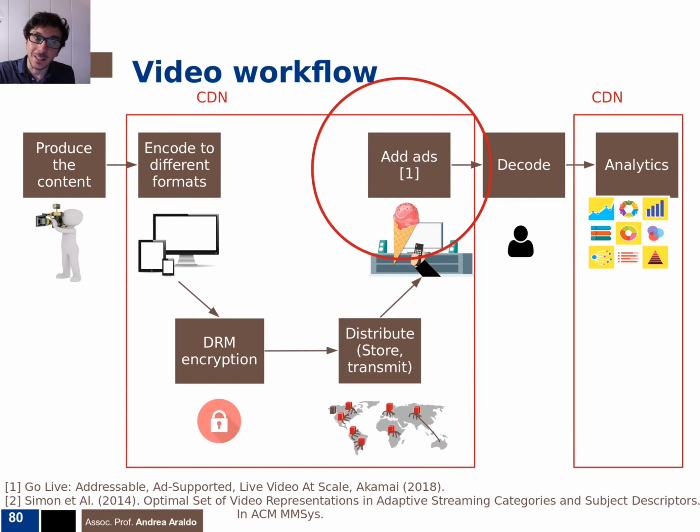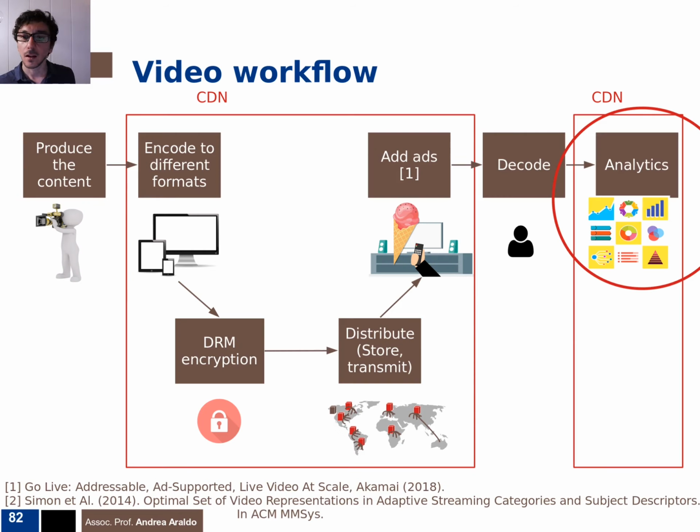Other operations that a CDN may do is to add advertisement to the content, in the form of overlays. Advertisements are not usually static, but they change. So if a certain user is consuming a video, there will be specific ads for him, and another user consuming the same video may see different ads.